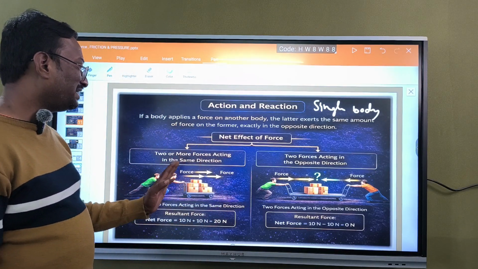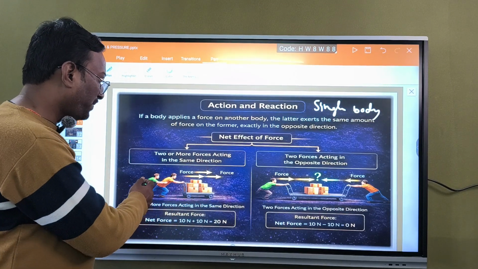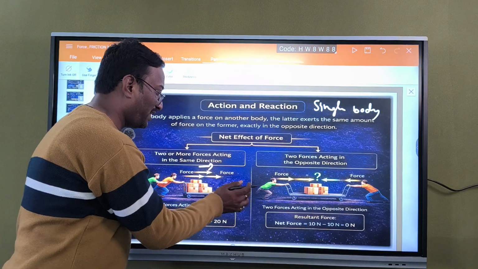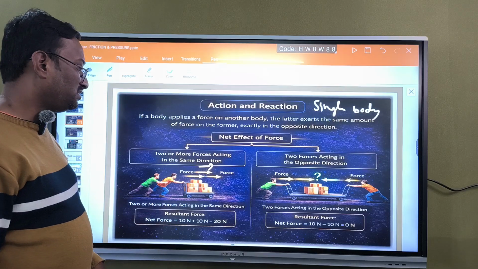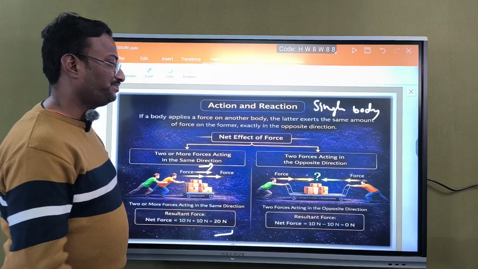Net effect of force. Two or more forces acting in the same direction. Suppose two people are applying some sort of force, and there is no force in the other direction. Then the total resultant force will be increased.